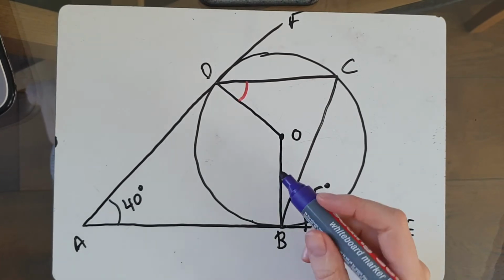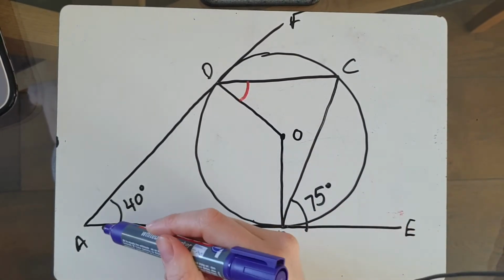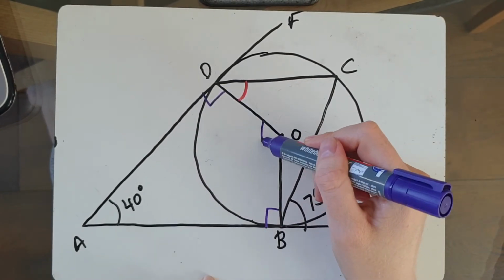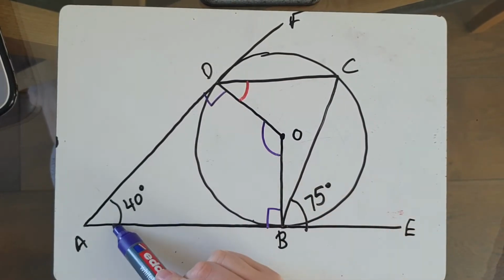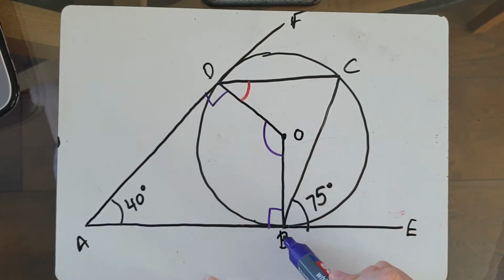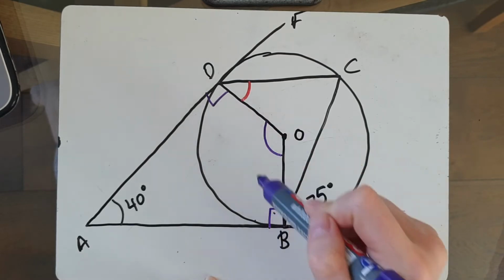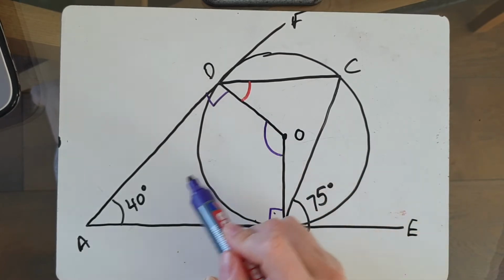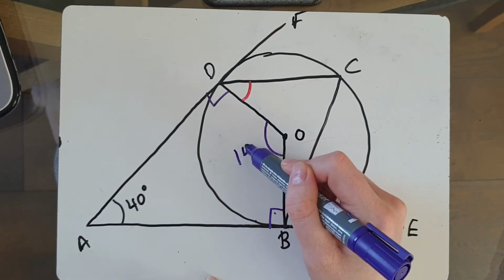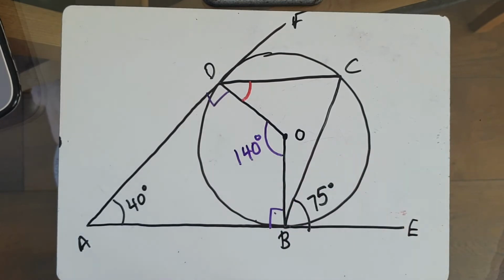So we know from the previous questions that a radius and a tangent, that is 90 and that is 90. So this angle here plus that one makes 180 because angles in a quadrilateral in total make 360. You've got 180 from these two right angles, so you need another 180 from these two angles here. That makes this one 140 degrees.